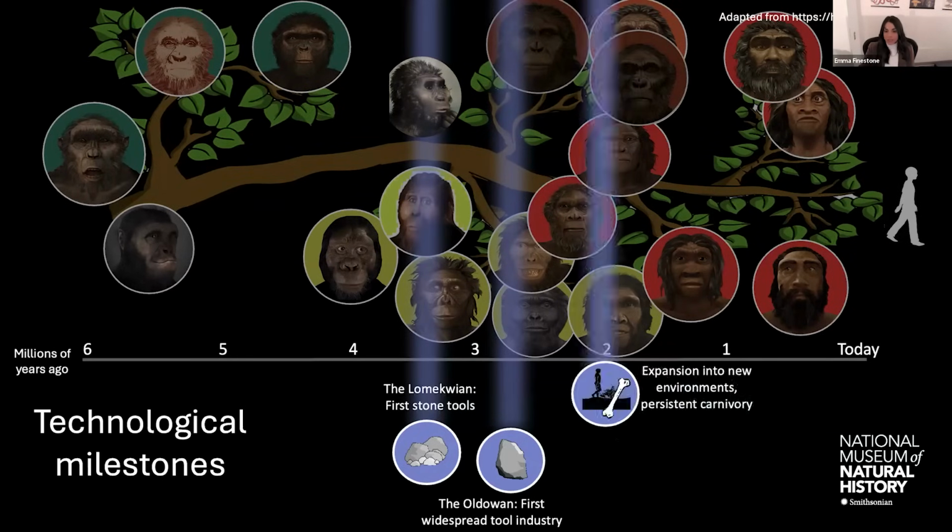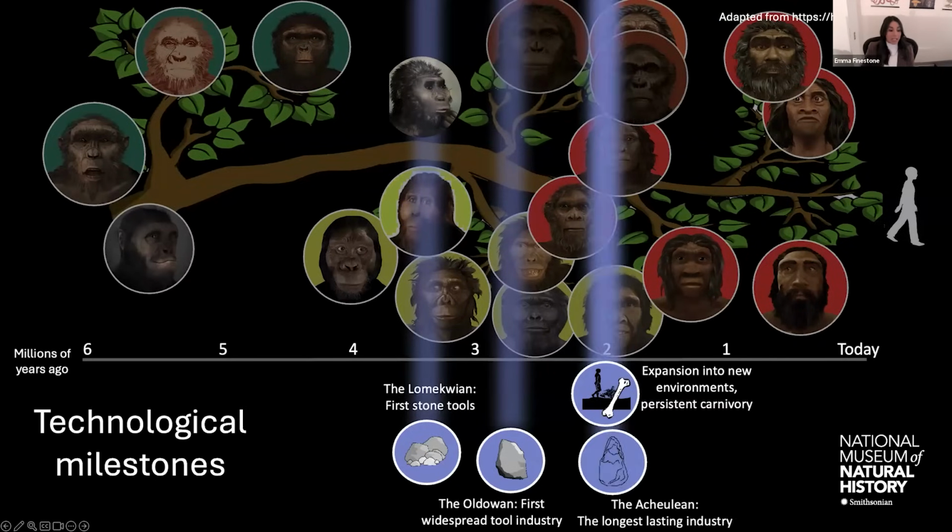So the Oldowan is the first persistent and the first widespread tool industry, and that also consists of core and flake technology. Now, around 2 million years ago, we start to see expansion into new environments like out of Africa and also into high altitude environments. Environments can range in this time period from open grasslands to forested environments, and hominins exploited a wide range of resources, including aquatic resources. And there's also evidence of persistent carnivory, where the record is stratigraphically stacked in a way that we know hominins were returning to the same spot and hunting and scavenging carcasses for hundreds to thousands of years in the same place.